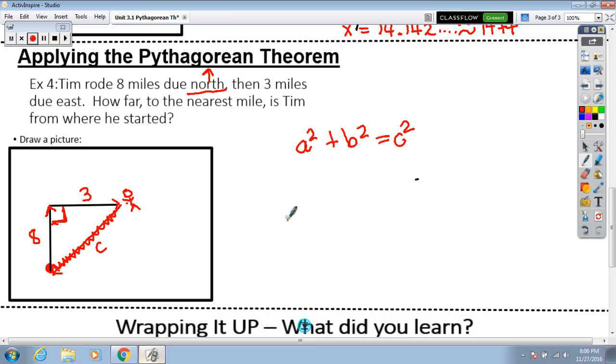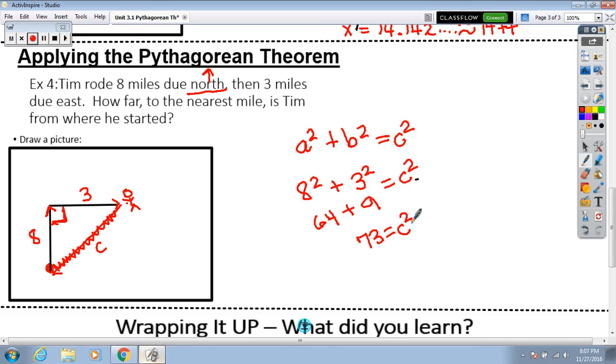So we can solve. A, normally our vertical piece, so I'll say this is 8 squared. B, normally the horizontal piece, so we'll say that is 3 squared equals C squared. 8 squared is 64. 3 squared is 9. And 9 plus 64 gives me 73.